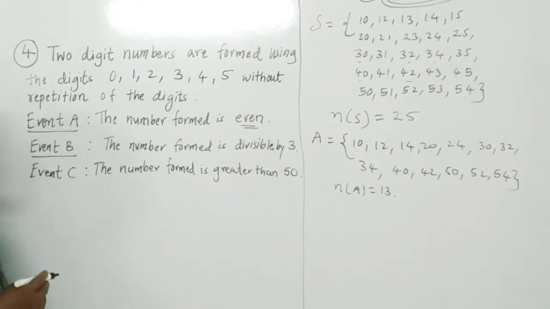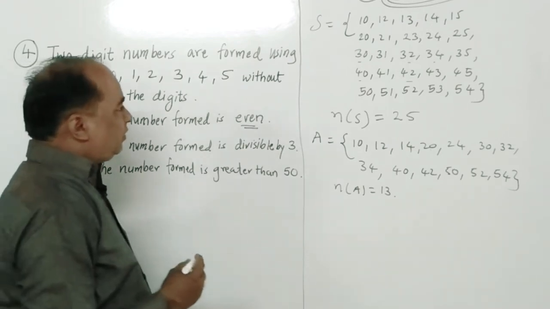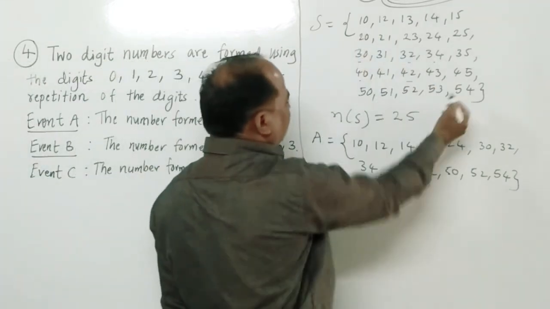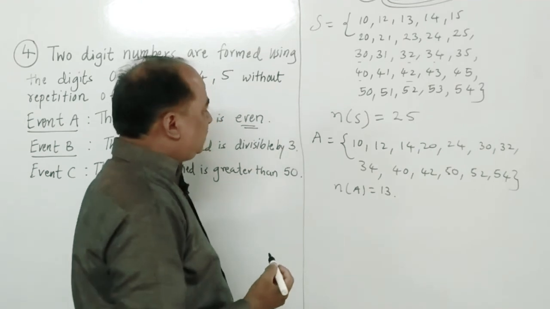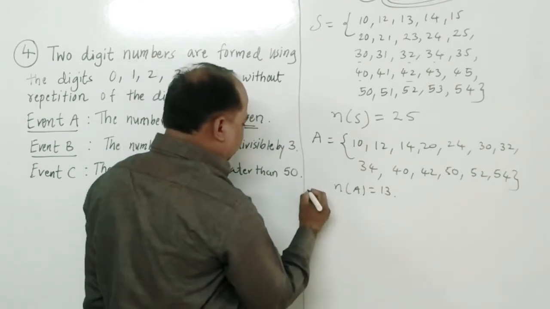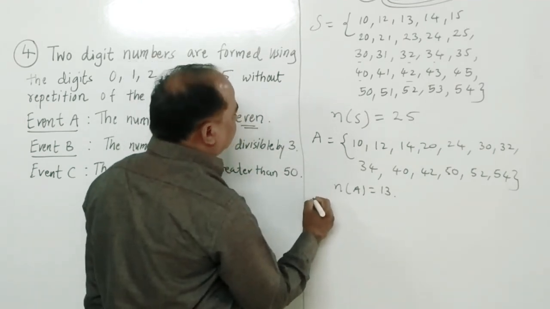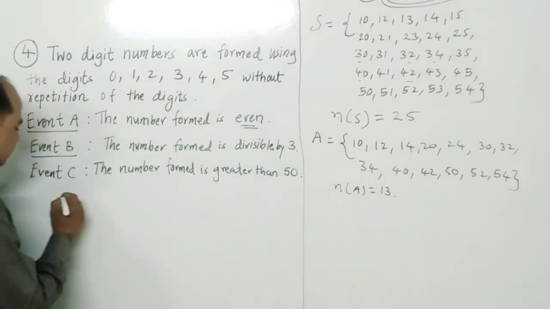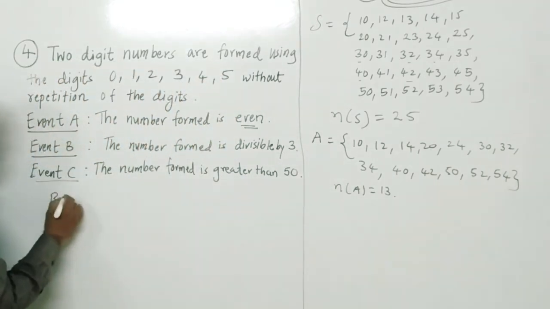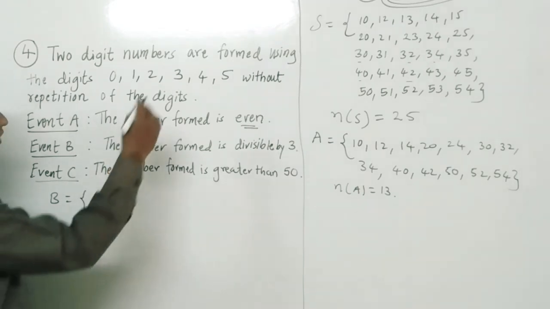Number formed is divisible by 3. So the numbers which are divisible by 3 in this sample space we have to write. The numbers which are divisible by 3 are in event B, that is, numbers divisible by 3.